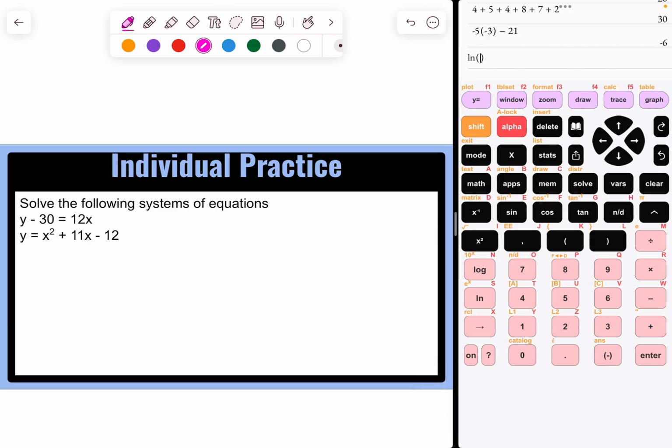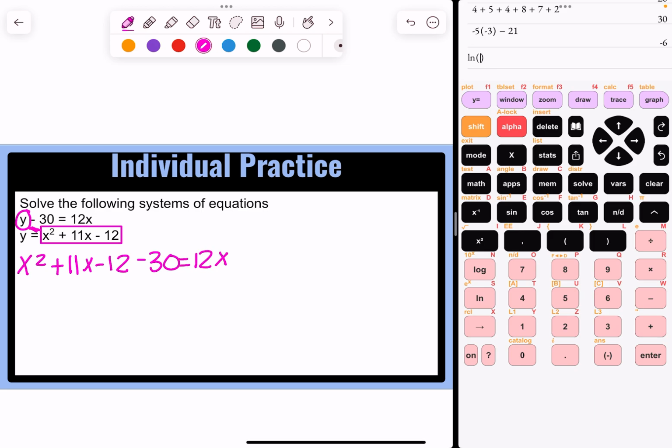The only way we could... wait. We know a y equals right here, so we could replace it with y in the function. So, x squared plus 11x minus 12, and then put the rest of the problem in. Minus 30 equals 12x. Leave the x squared here, the plus 11x. Negative 12 minus 30 is negative 42 equals 12x.